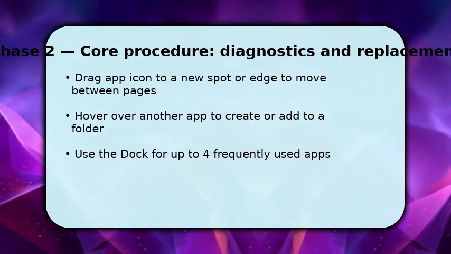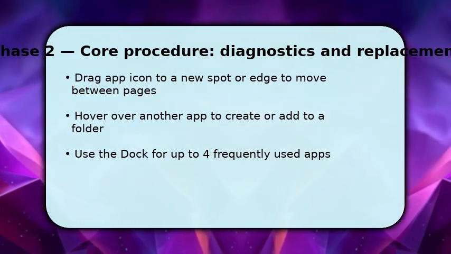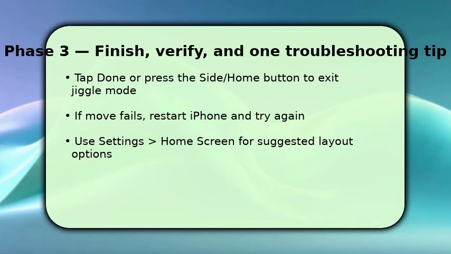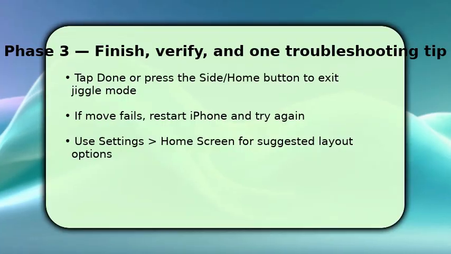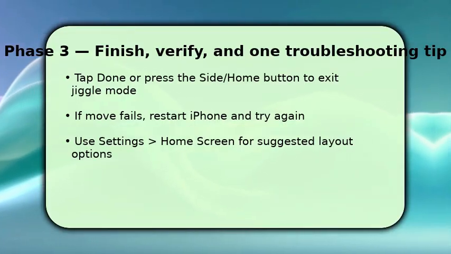Finish by tapping Done in the top corner or pressing the side or home button. This locks the layout. If an app won't move, make sure restrictions aren't enabled and then restart the iPhone. Reboot often clears transient glitches.